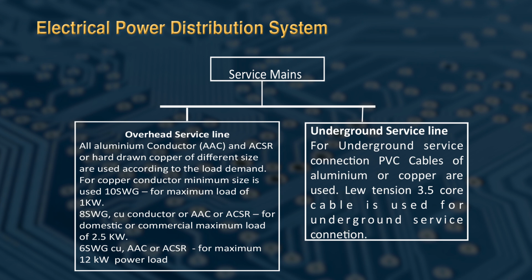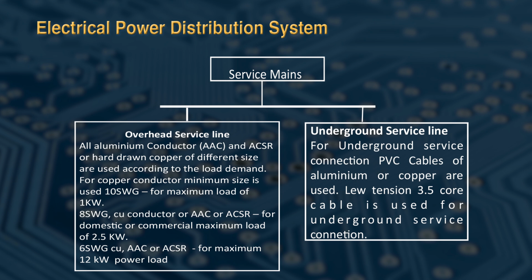For copper conductor, the minimum size used is 10 SWG and it is used for a maximum load of 1 kilowatt. Then 8 SWG copper conductor, or all aluminum conductor or all aluminum conductor steel reinforced, are used for domestic or commercial application for a maximum load of 2.5 kilowatt. Then 6 SWG copper, all aluminum conductor or ACSR, that is all aluminum conductor steel reinforced, are used for the maximum power load, that is 12 kilowatt.